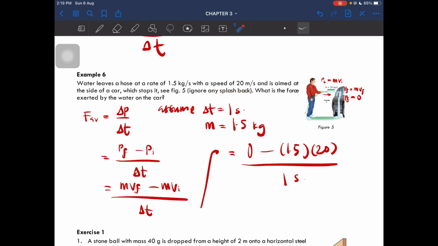Since it says water leaves the horse at the rate of 1.5 kg per second, let's just assume every 1 second there is 1.5 kg of water leaving the horse to wash this car. Okay, so that's why I use delta t as 1 and then mass is 1.5. So you'll then get the force being exerted by the water on the car to be negative 30 Newton. Okay? That is our example number 6.